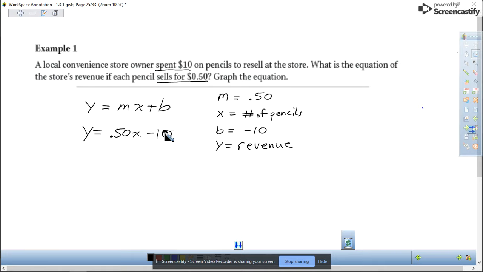Now, we can clean this up a little bit, especially since we're graphing. A lot of times decimals are not real convenient to graph with. So you absolutely can rewrite this as 1/2 x minus 10. Okay? And depending on how many pencils he sells, depending on this number here, will affect the overall revenue over here. Now, the next thing we want to do is graph this. So go ahead and copy this down. Pause it if you need to. I'm going to flip to the next slide and graph it.